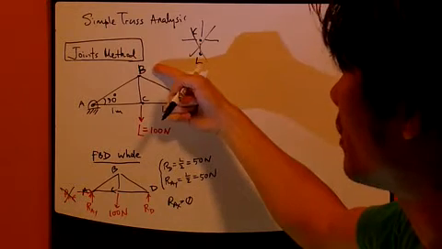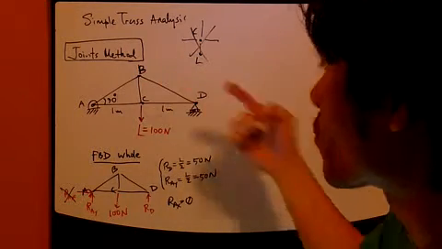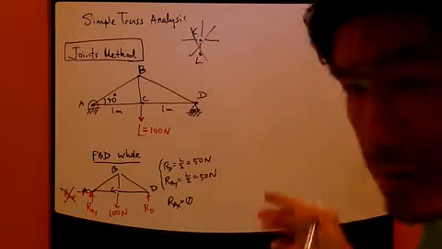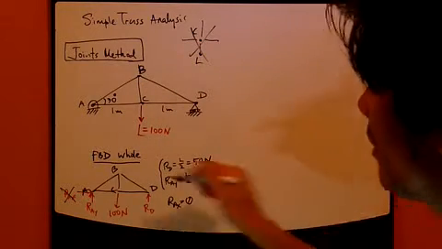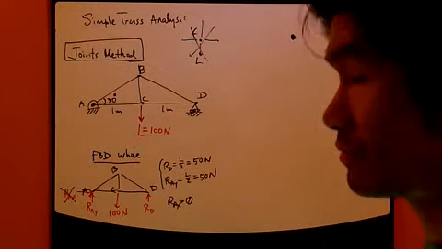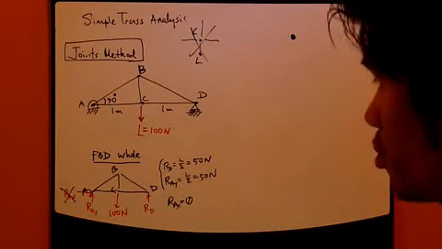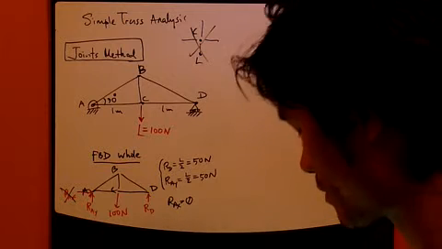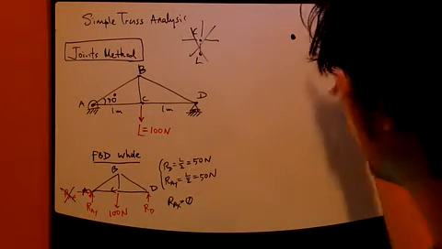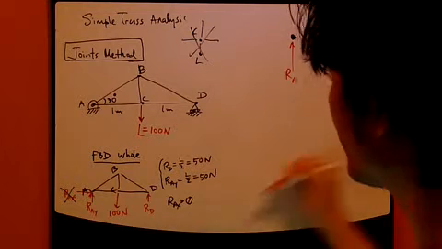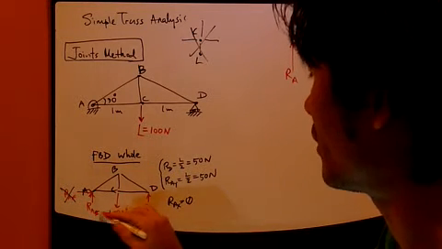But joint B? Well, joint B has 3 unknown forces also: FBC, FAB, and FBD. That's no good either. Joint A is a good joint, because joint A is subject to 3 forces total. RA, this is called RA.